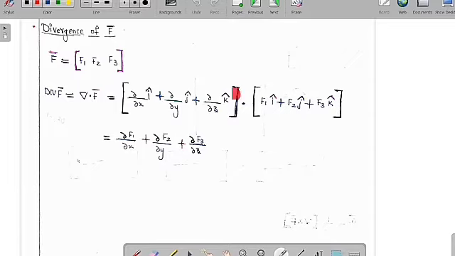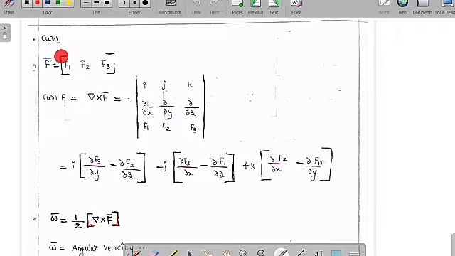If you do the dot product, multiplying the corresponding elements, we get dou f1 by dou x plus dou f2 by dou y plus dou f3 by dou z. So this is basically a scalar quantity. The divergence tells you whether there is any diverging nature of the vector field. We figure this out with the help of this divergence parameter. If its value is not equal to 0, there is some amount of outflow or inflow. But if it is equal to 0, there is no outflow or inflow, or simply the outflow is equal to the inflow, so there is no diverging nature of that field.